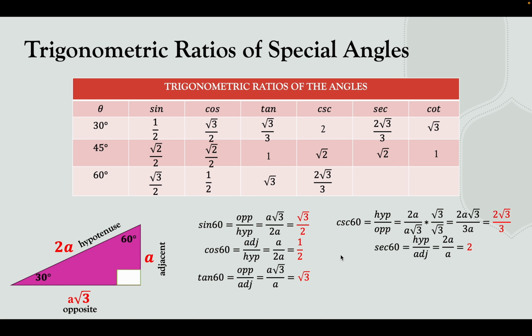And then secant 60, the reciprocal of cosine 60. Hypotenuse over adjacent. So we have 2a over a. So simplify that one, you have 2. And then cot 60, adjacent over opposite. So we have a over a square root of 3. So we multiply both numerator and denominator by square root of 3. So we have a square root of 3 over 3a. So we have here square root of 3 over 3.